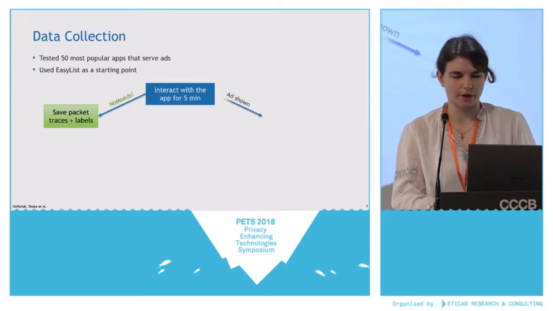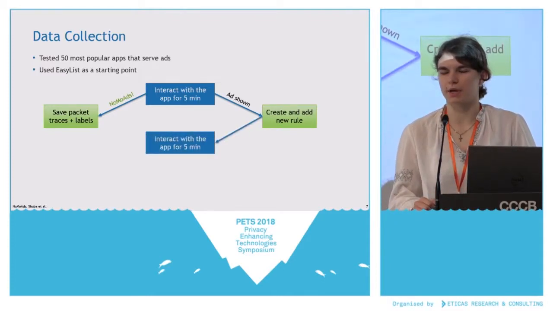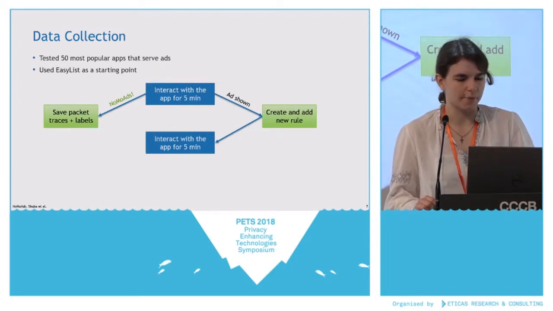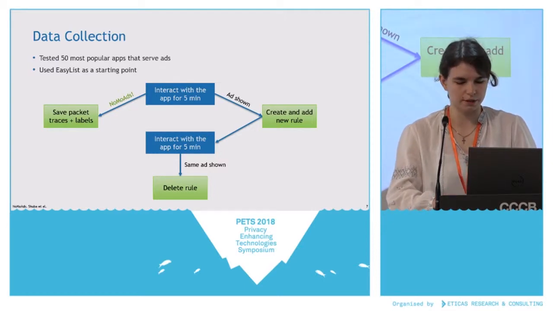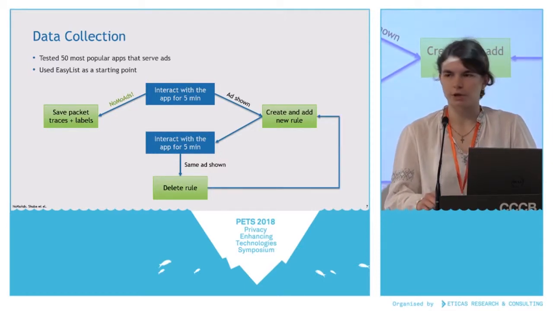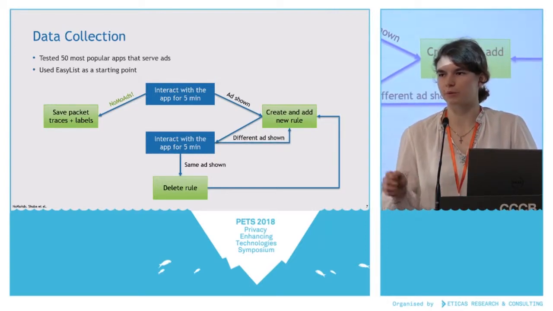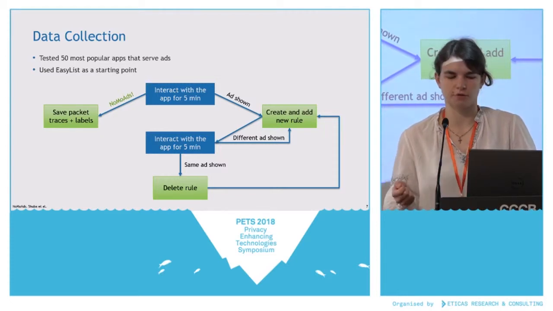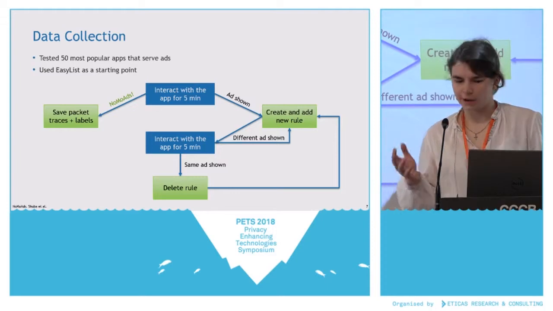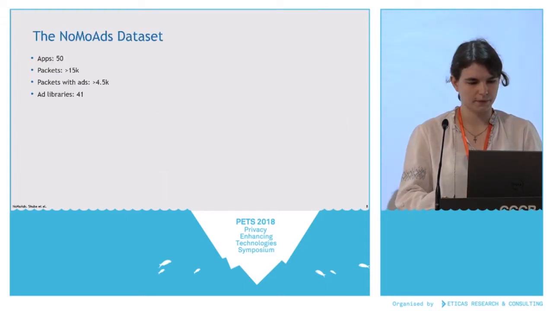If we interact with the app and an ad is shown, that means EasyList is not complete, so we try to create a new rule, add it to our list, and then test the app again. From here, a few things can happen. It's possible that the same ad might be shown. That means our rule was wrong. We need to delete it and try again. We interact with the app again. It's possible that a different ad might be shown, because apps will keep trying to fetch an ad if the first thing is not working. So we need to create yet another rule. And we can get stuck in this loop for a while, but hopefully eventually there's no more ads and we can save the packet traces.